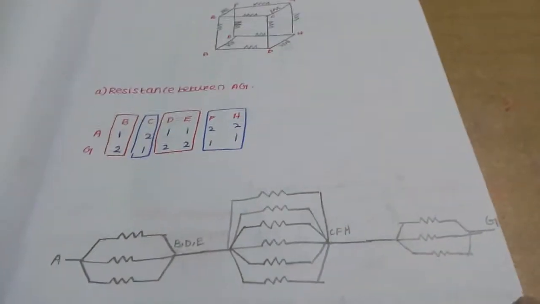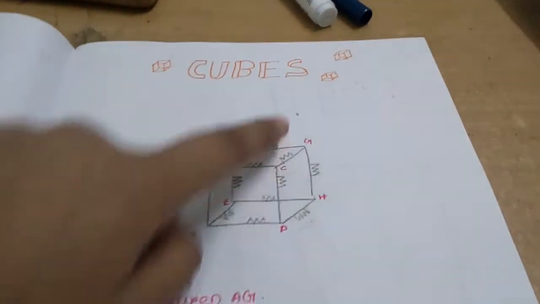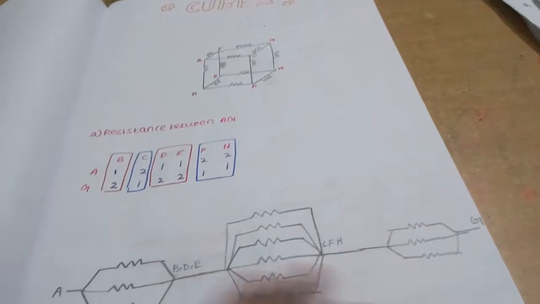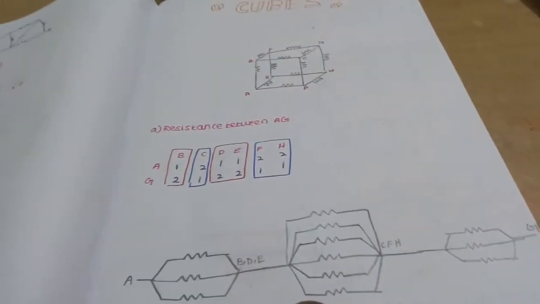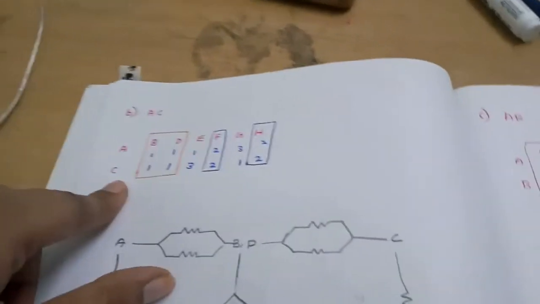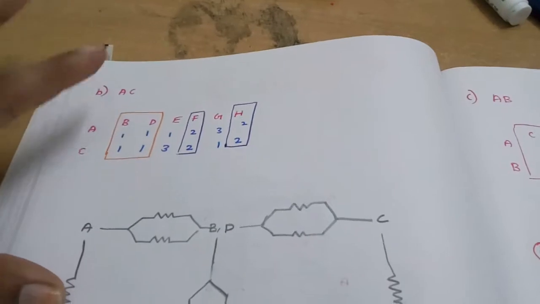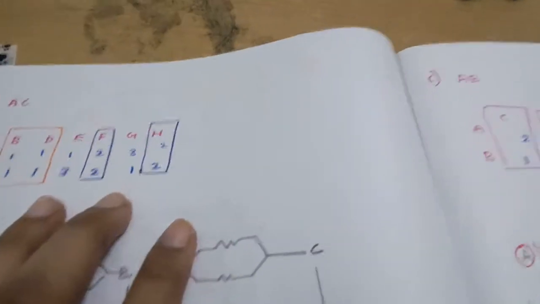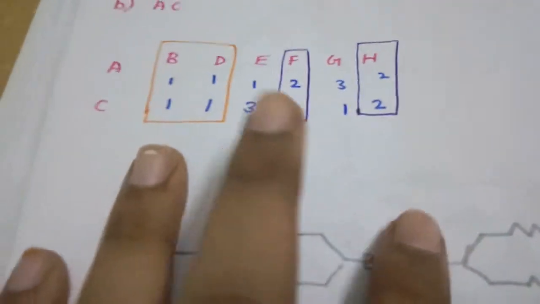In that way, from CFH to G, there are 3 resistances. Put these 3 resistances in parallel. Then afterwards it will be a normal calculation. Next we are going to see the resistance between A and C. As I told, put A and C here, then all the numericals here. Then it will be very easy to find this out.